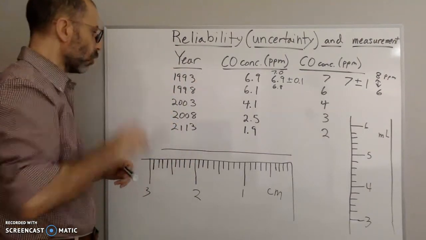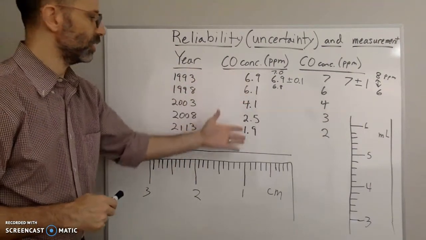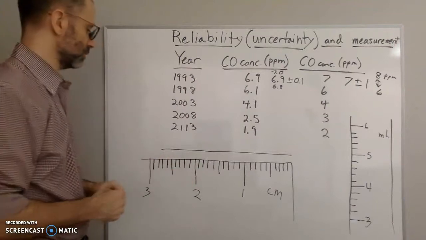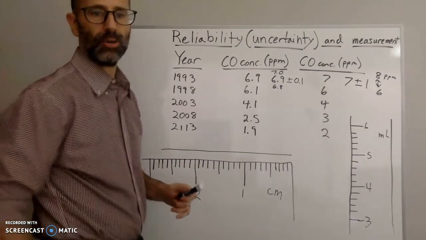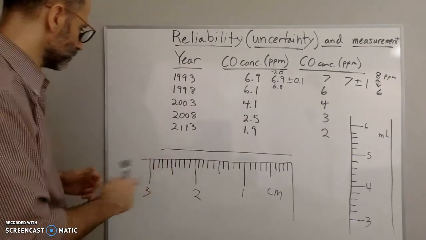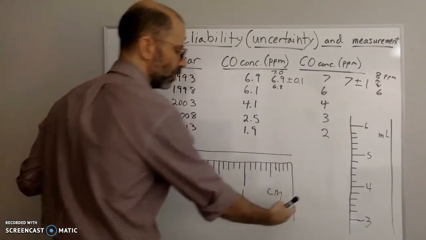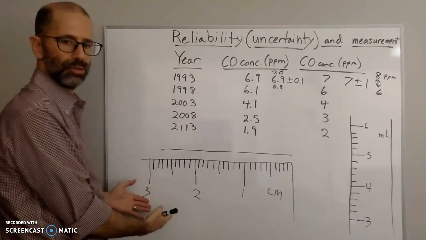So where do these digits come from? They come from measurements. So if I go through this quickly, here's an example of a ruler that I drew on the board.